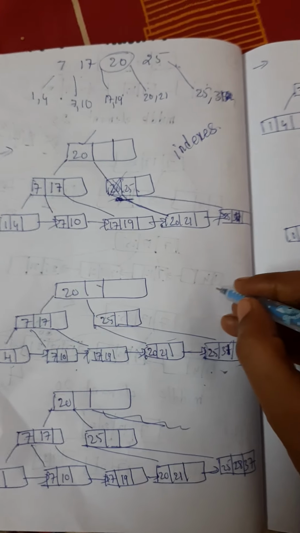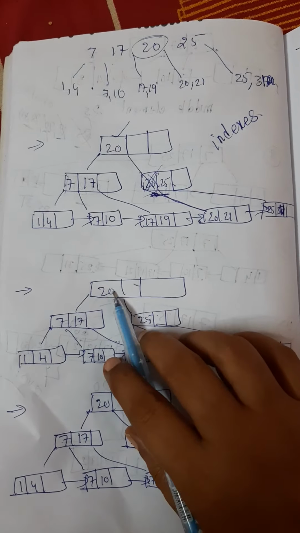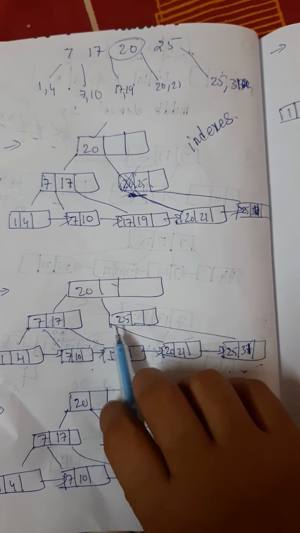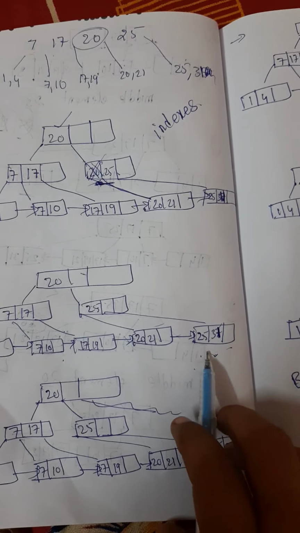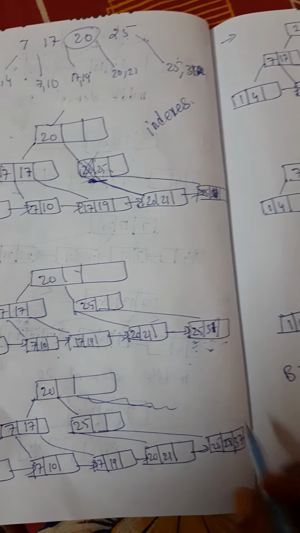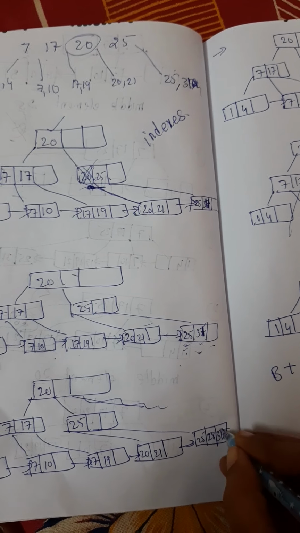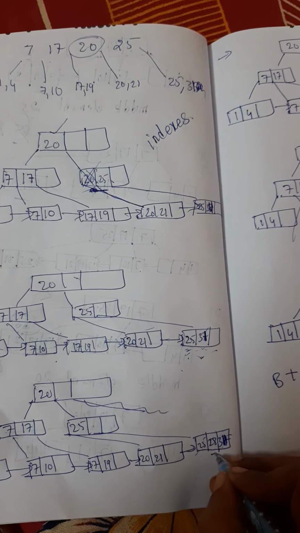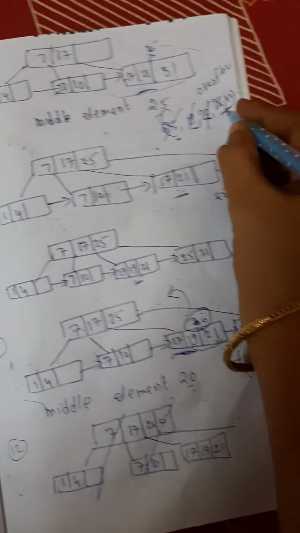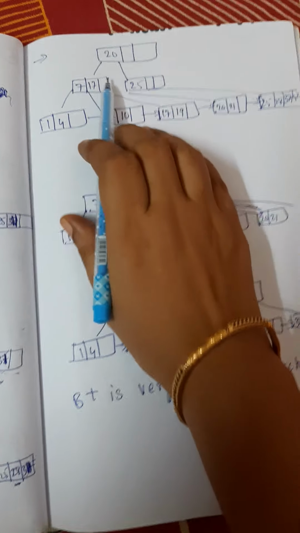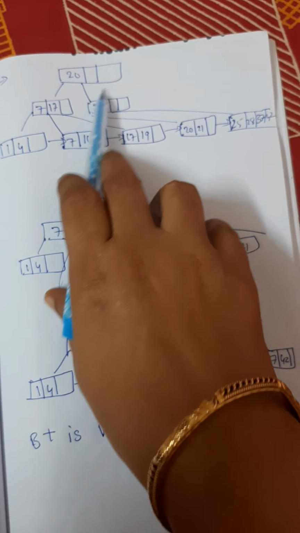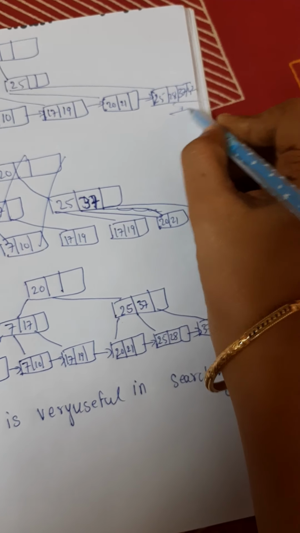Now let us insert 28. 28 is greater than 20, so it will come to the right. 28 is greater than 25. So again it will come to the right here. When you are coming right, it will come between 25 and 31. So here you have 28. Now we are left over with 42. 42 is greater than 20, to the right. 42 is greater than 25. Come to the right. Now here you have 42.